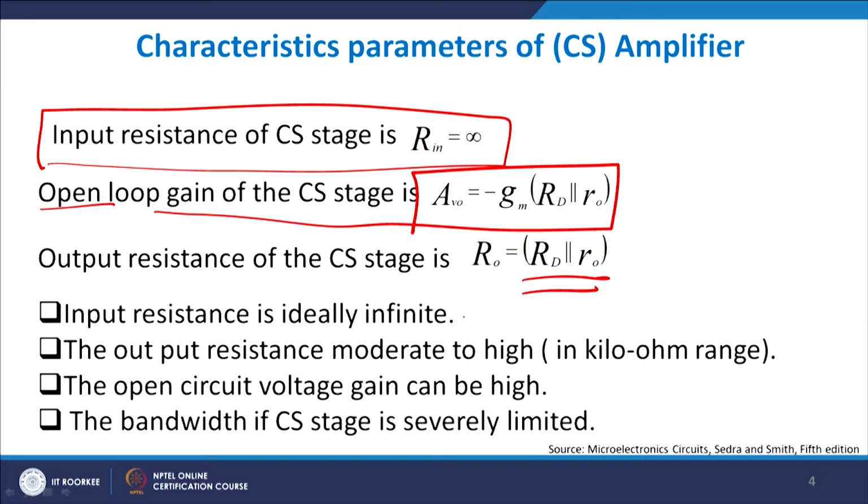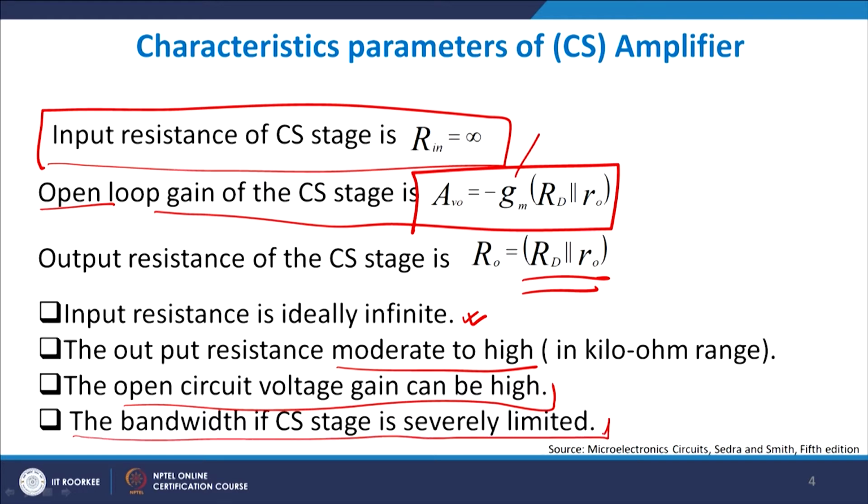As I discussed with you, ideally the input impedance is infinite, the output impedance is moderate to high, and the open circuit gain can also be high depending on the value of GM. The bandwidth of the CS stage is severely limited. We will not discuss this at this stage, but just for information's sake you can write down that the bandwidth of the CS stage is severely limited by capacitances. We will discuss this when we go to frequency modeling of MOS devices. At this stage you can just keep in mind that it is restricted.